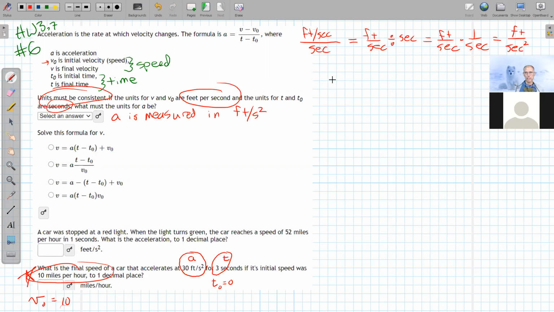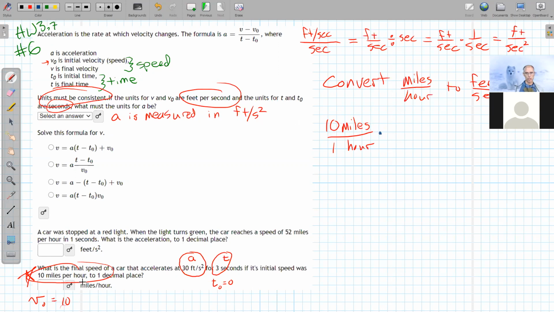So the first step there is then going to be to, or actually the second step, because I had to figure out what I was given, is I have to convert miles per hour to feet per second in order to use the formula. So we have 10 miles per 1 hour. And we need to rewrite that by getting rid of what?